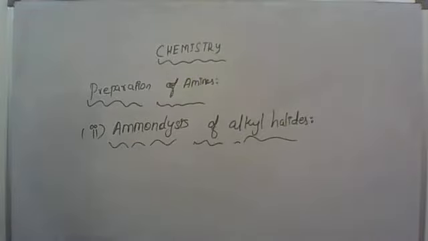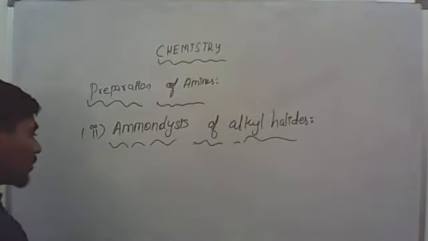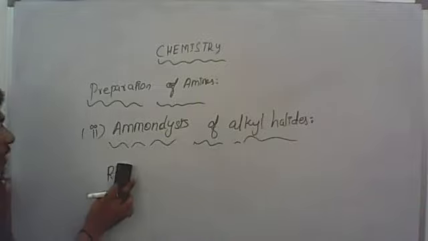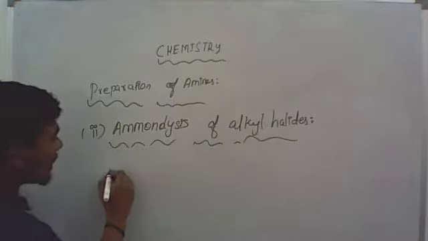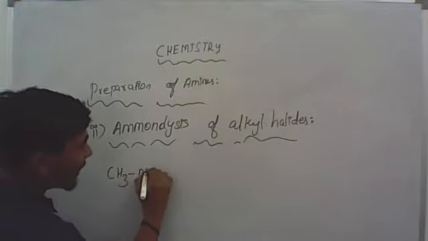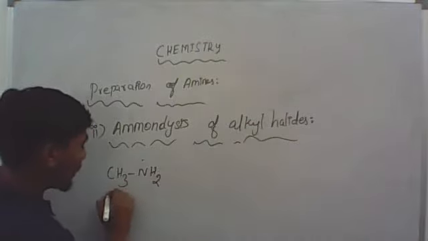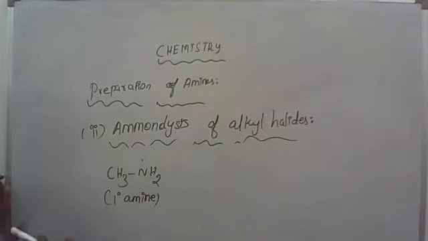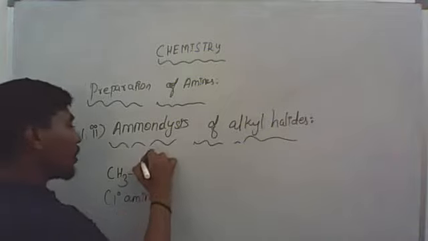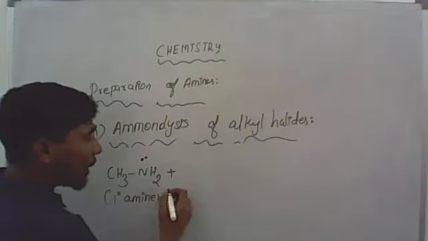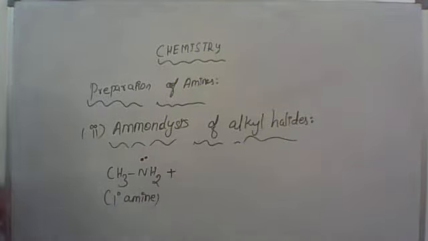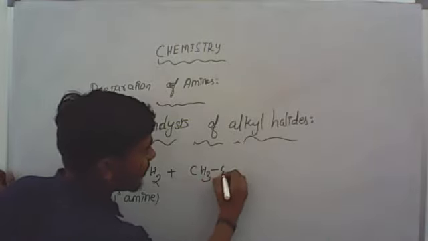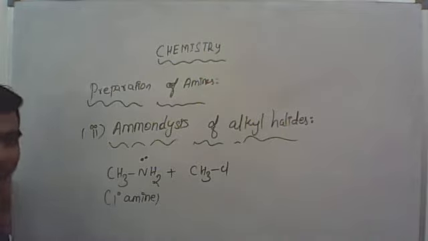So in the last step, what have we prepared? We have prepared CH3NH2, the primary amine. Yes or no? Yes, this is a primary amine. Now, the primary amine is going to react with one more molecule of alkyl halide, CH3Cl.